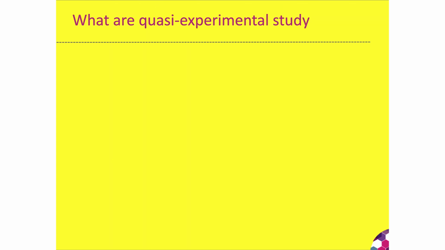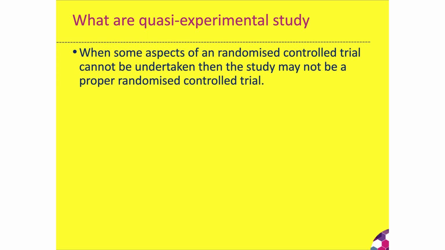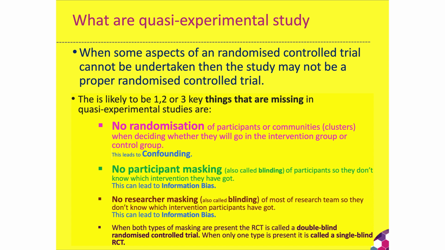What are quasi-experimental study designs? When some aspects of a randomized controlled trial cannot be undertaken, then the study may not be a proper randomized controlled trial. And therefore, these studies are labelled quasi-experimental studies. These studies often have a control group and intervention group, but they may not have randomization, or they may not have blinding or masking.